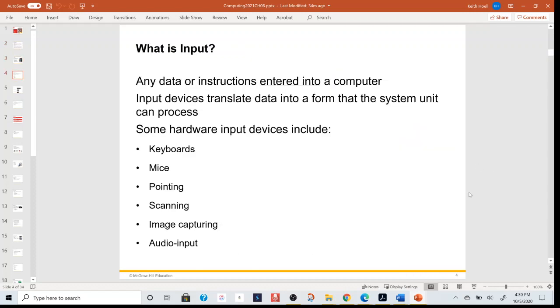So an input device is any data or instructions entered into a computer. Actually, an input device is not the data or the instructions. The device is what facilitates the data or the instructions getting from the outside into your computer. Some of the most popular input devices are keyboards, mice, pointing devices, scanners, image capturing devices, and audio input devices like microphones.